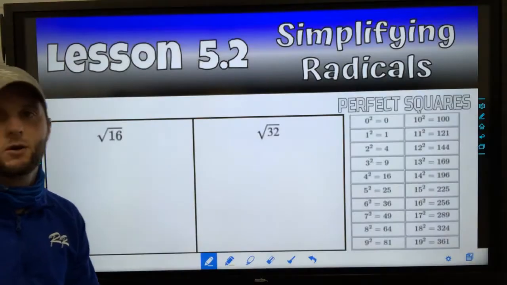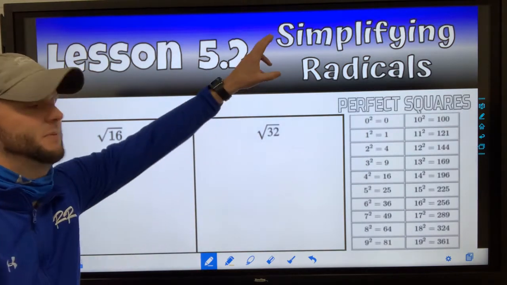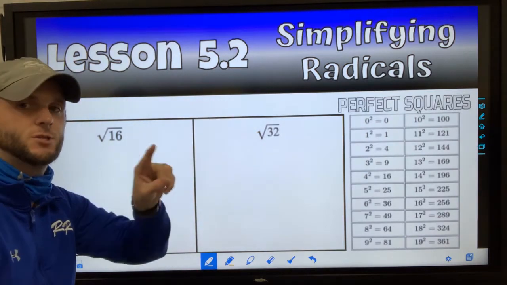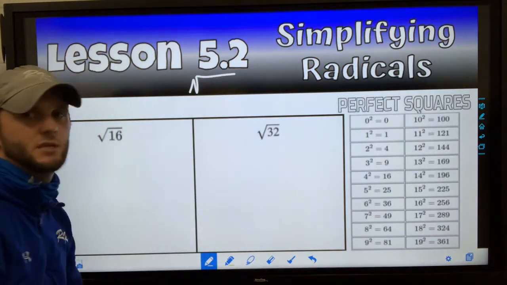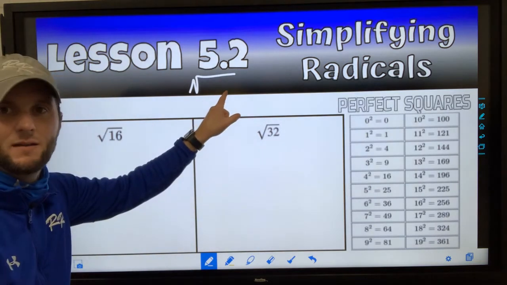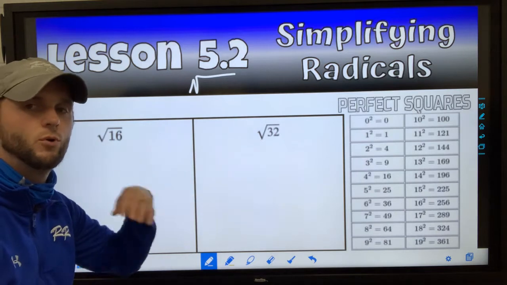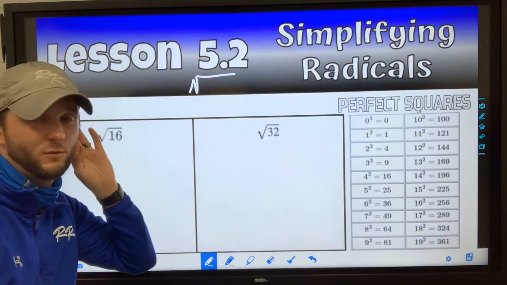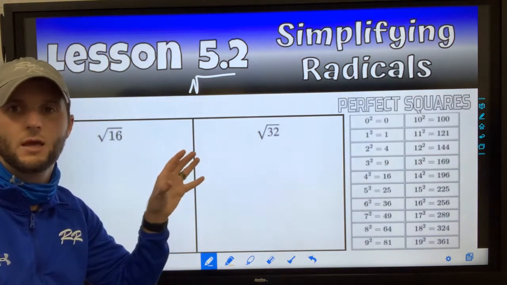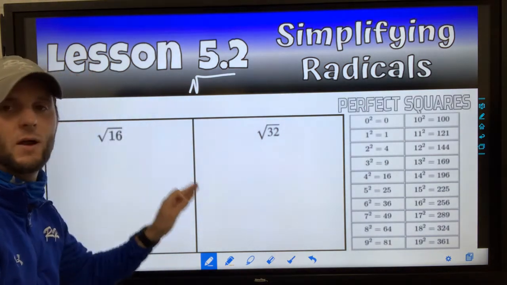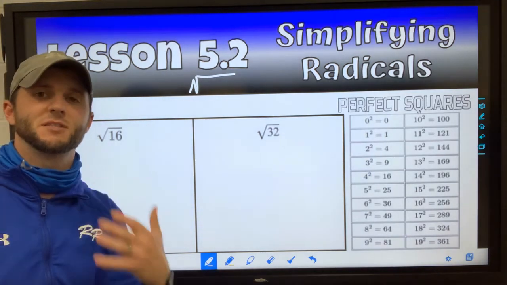All right, guys, the first thing I'd like to talk about is exactly what I mean by simplifying radicals. First off, a radical is some type of square root symbol. A radical looks just like that. Anytime you see this symbol, a square root symbol, a cube root, a fourth root, a fifth root, anything of that sort, this symbol is known as a radical, okay? So we're going to be taking radicals and simplifying them, making them in their simplest form.